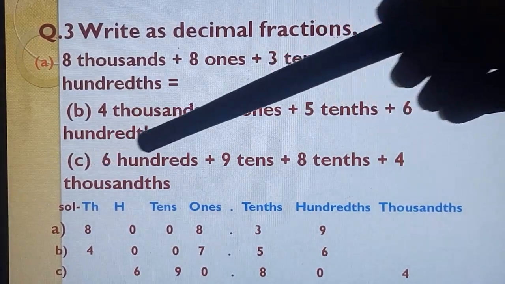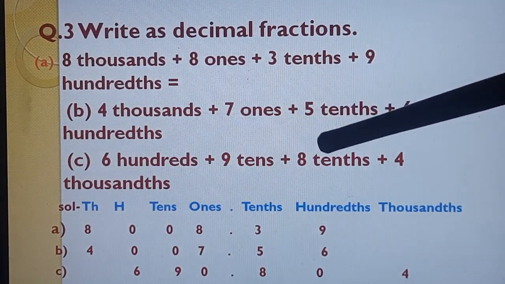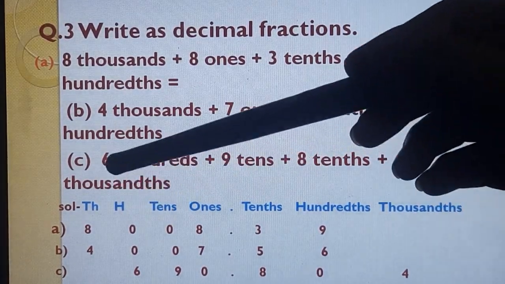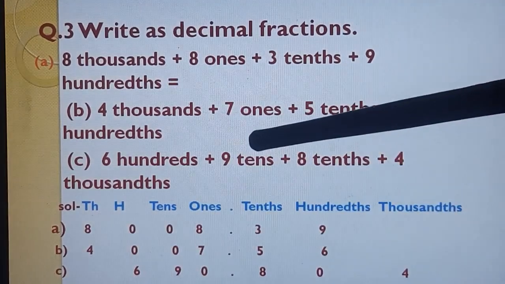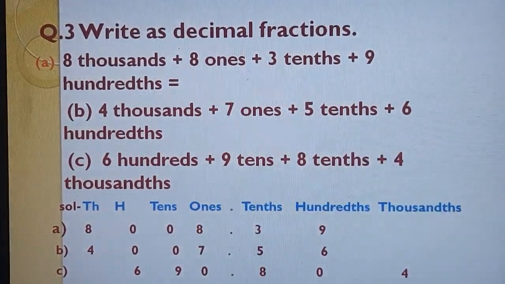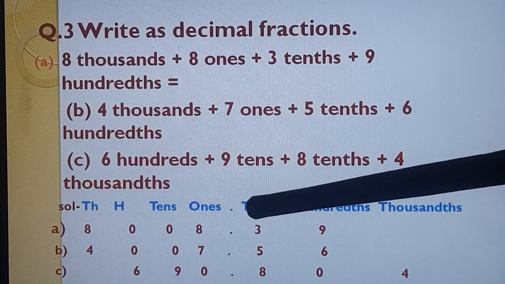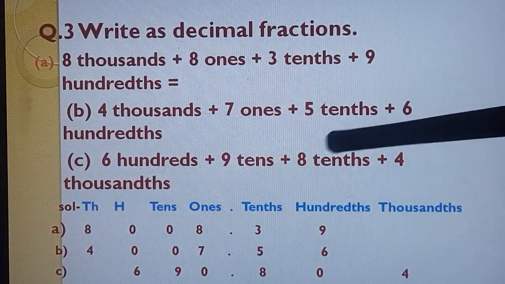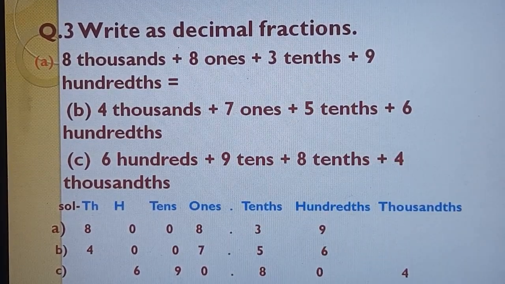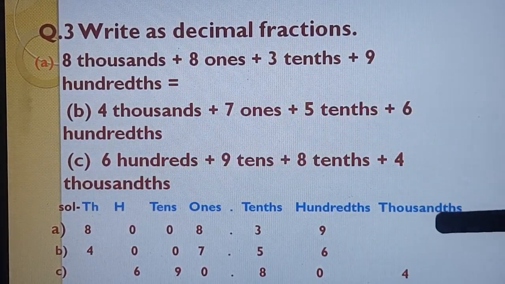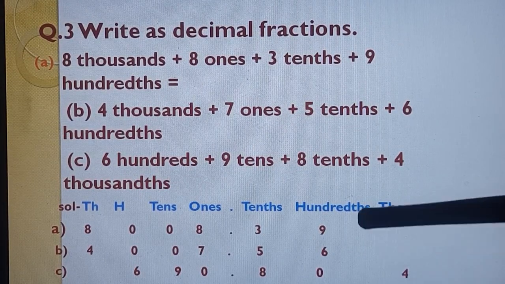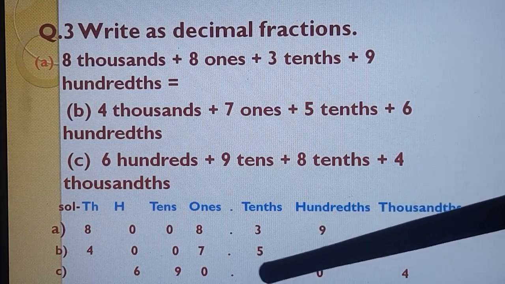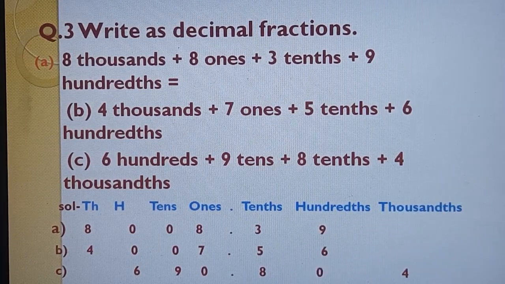C part. 600 plus 9 tens plus 8 tenth plus 4000th. 600. So below 100 we will write down 6. 9 tens. Below tens we will write down 9. Okay. And for ones place nothing is there, so we will write down 0. Then 8 tenth. Below 10th, 8. 4000th. 1000th is here, so below 1000 we will write down 4. And below 100th 0. So 690 decimal 804.